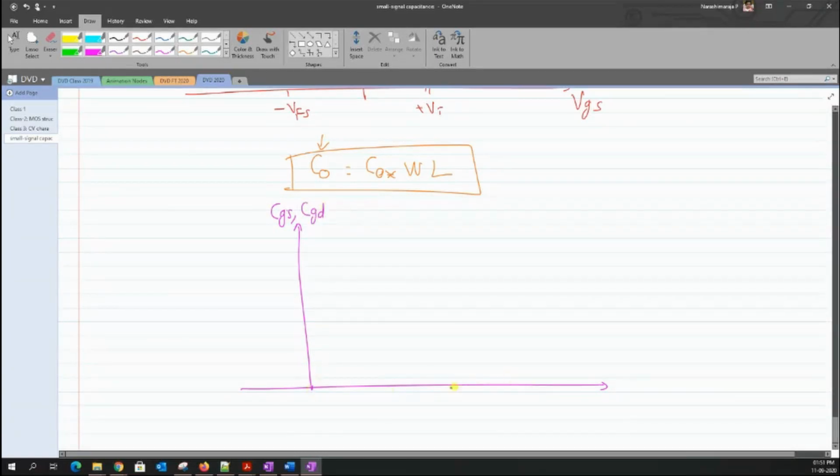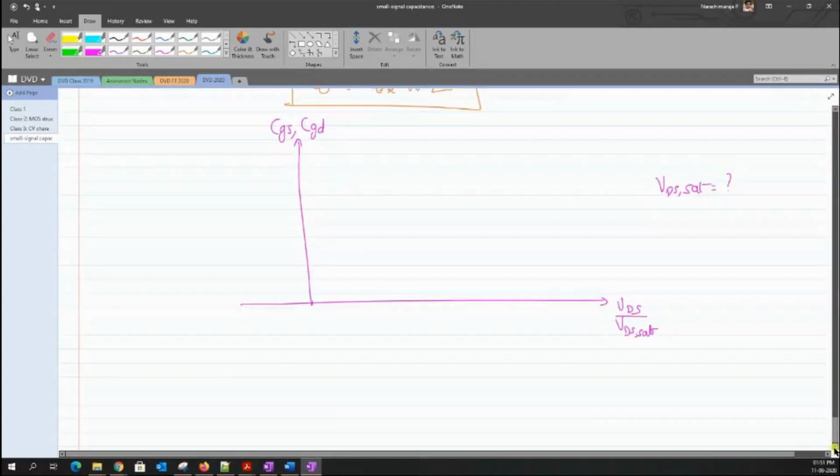Clear? This graph is a kind of normalized graph, so what it means is that it is something like VDS by VDS sat. We know that for a long channel, the saturation drain to source potential is defined as, what does this VDS sat mean? Pinch-off voltage, yes, exactly. This is nothing but our pinch-off voltage, the particular drain to source potential that separates the linear region from the saturation region. This can also be written as VGS minus VT, or it is our VOV, the overdrive voltage.